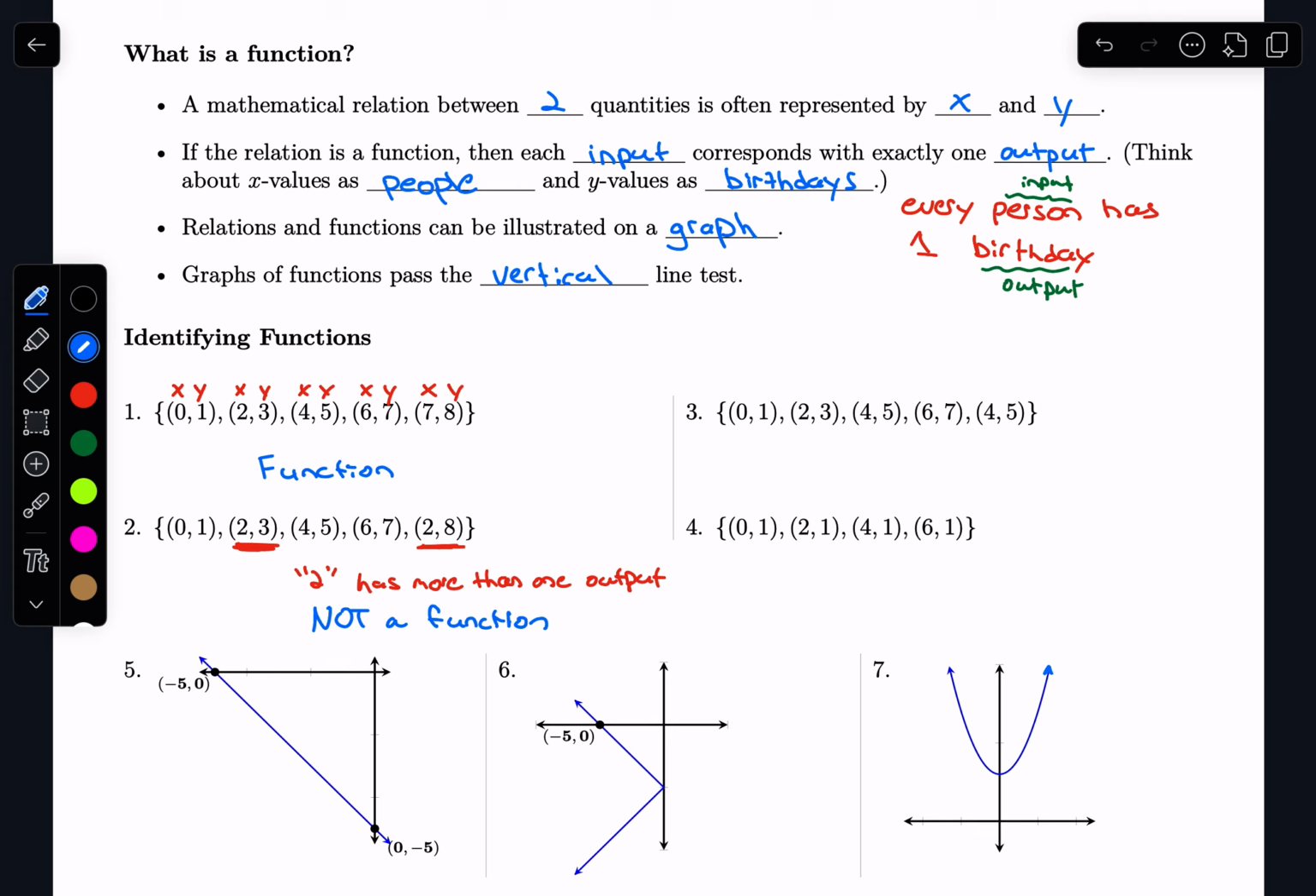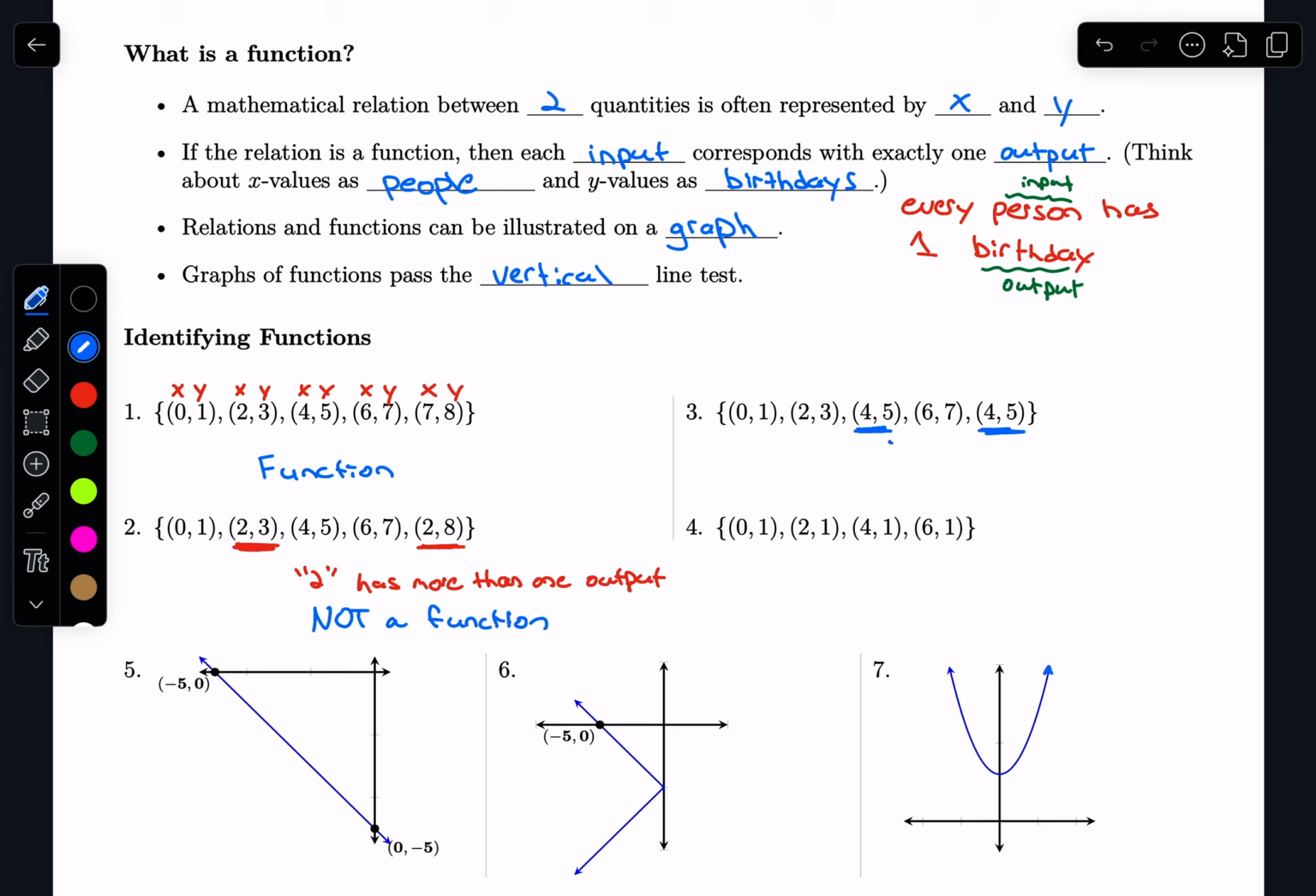So now keep that in mind, because for number 3, I'm going to trick you just a little bit, hopefully. For number 3, we have 0's birthday is 1, 2's birthday is 3, 4's birthday is 5, 6's birthday is 7, and 4's birthday is 5. So now you should have thought, hey, 4's birthday is 5, and then we did that again. Well, you just said that we can't have the same input go to more than one output, but notice that they're not going to different places. All we did was repeat ourselves.